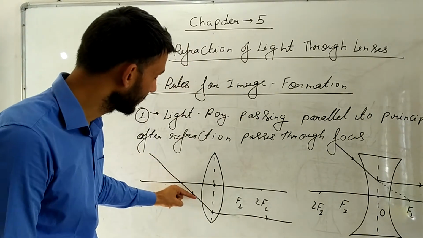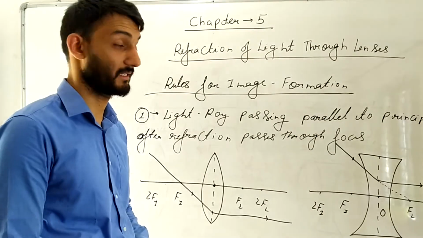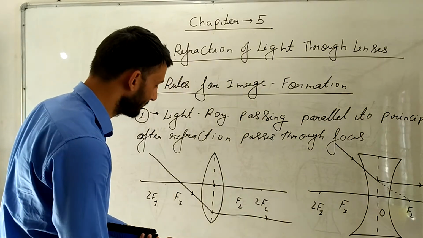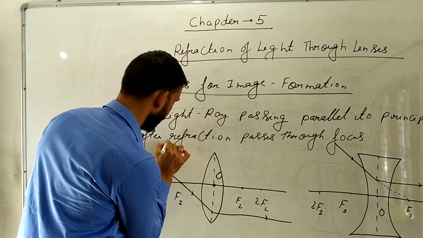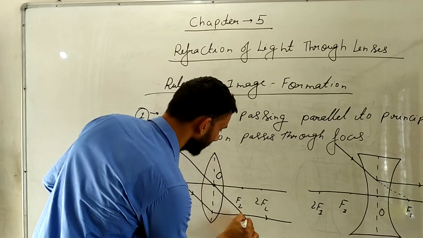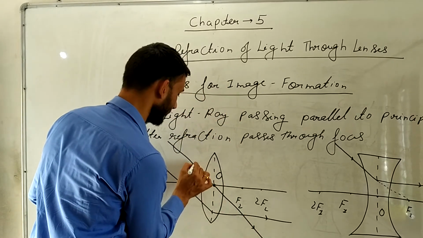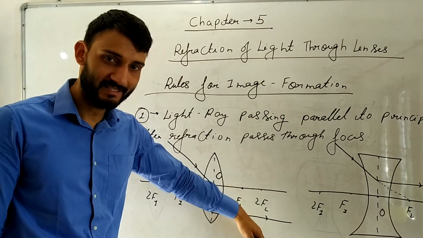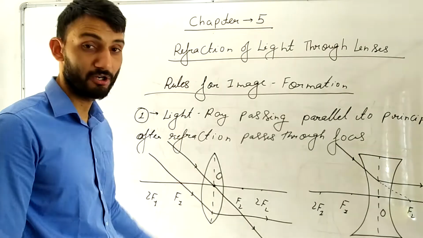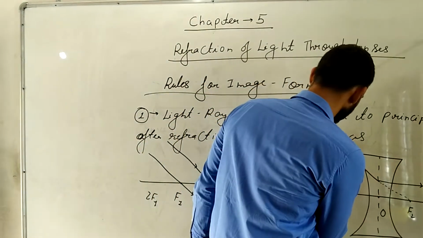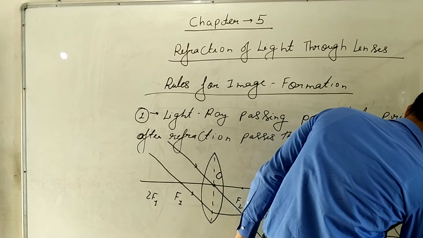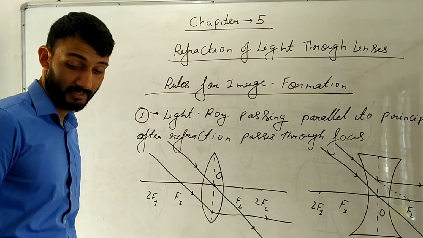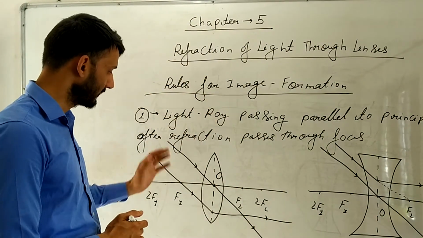Light ray passing through the focus after refraction becomes parallel to principal axis. Now coming to the last rule. The last rule says that if a light ray passes through the optical center, it will go as it is. It means it will not refract anywhere. So light ray passing through the optical center will go undeviated. Similarly, for this, the light ray will go like this.